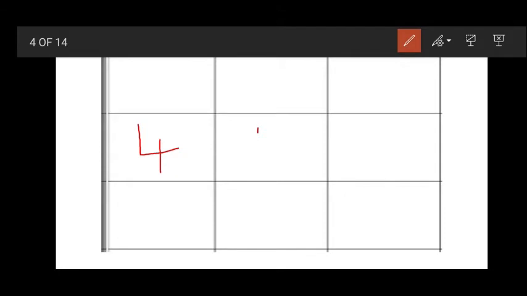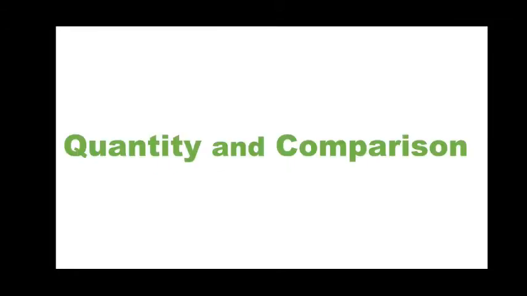I'll show you again. A standing line, then a sleeping line, and then again a standing line. This is 4. Okay children, practice writing this.